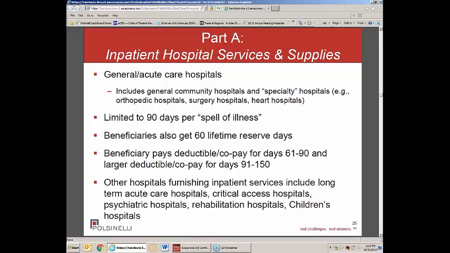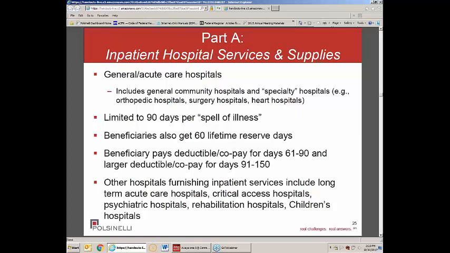To the extent that they need more than 90 days for their spell of illness, beneficiaries also have 60 lifetime reserve days that they can draw from. And then per spell of illness, there is also 100 days of extended care per spell of illness. So that would include long-term care and rehab.